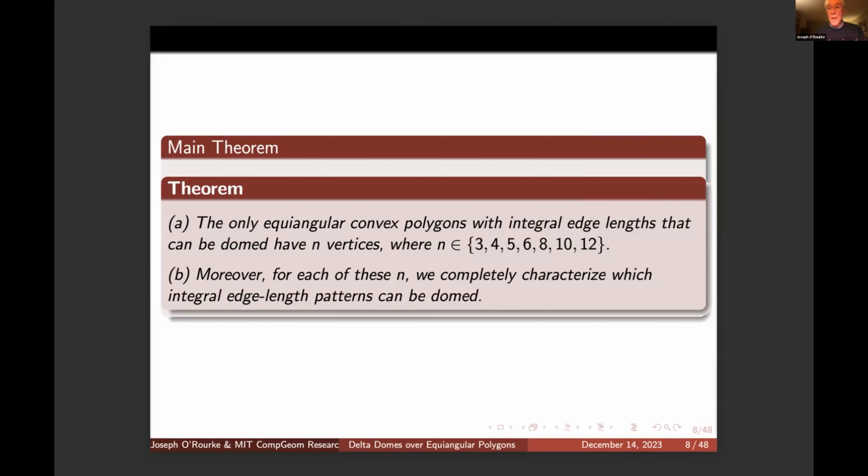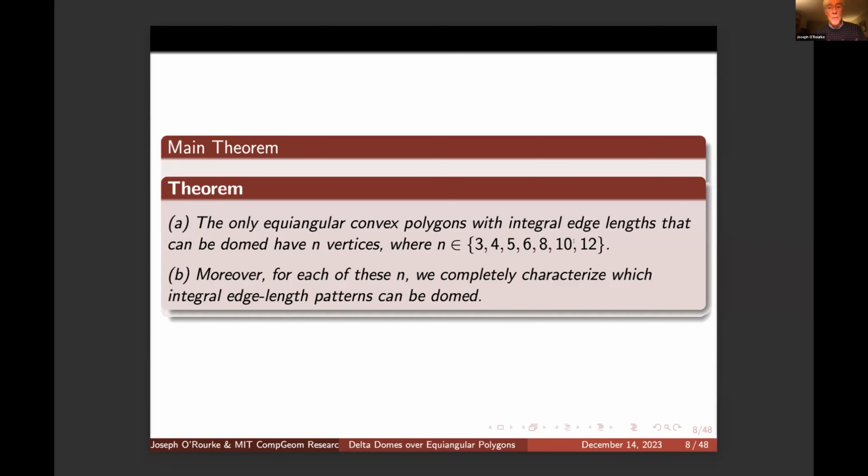So this is the main theorem of the work. I'll read it, and then throughout I'll be discussing it. There are only 2 parts, A and B. A: the only equiangular convex polygons, where equiangular just means that all the angles are equal, with integral edge lengths that can be domed have n vertices, where n is in this set: 3, 4, 5, 6, 8, 10, 12. And that's it. You cannot dome any other equiangular polygon.